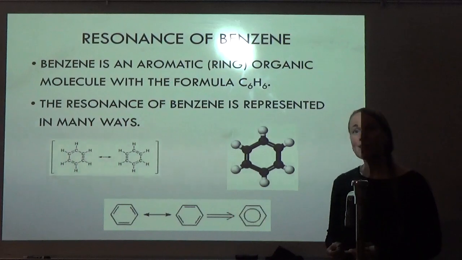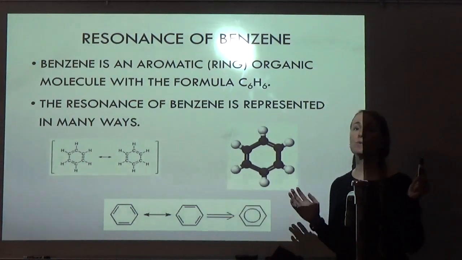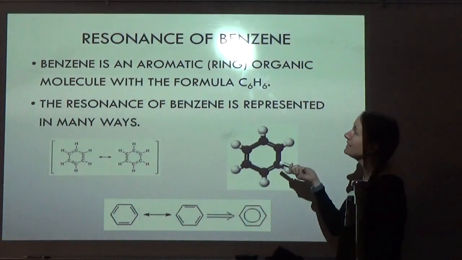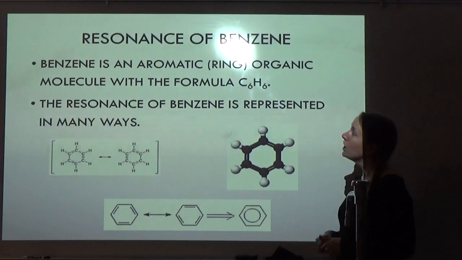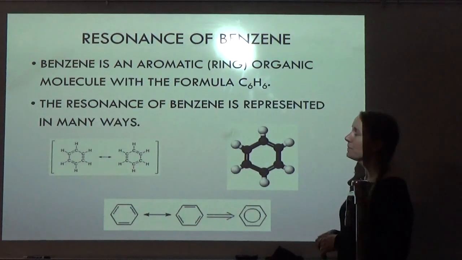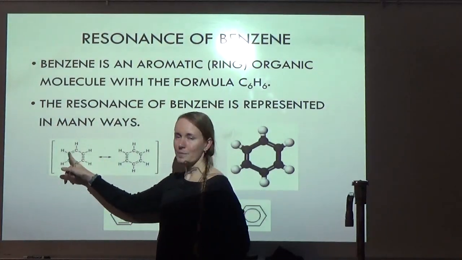So benzene is something that we like to talk a lot about because we use it a lot in organic chemistry, and so you'll just want to make sure you know how to draw it. Benzene is an aromatic ring organic molecule with the formula C6H6. The resonance of benzene is represented in many ways. When you draw benzene, it is a hexagon of carbon atoms.